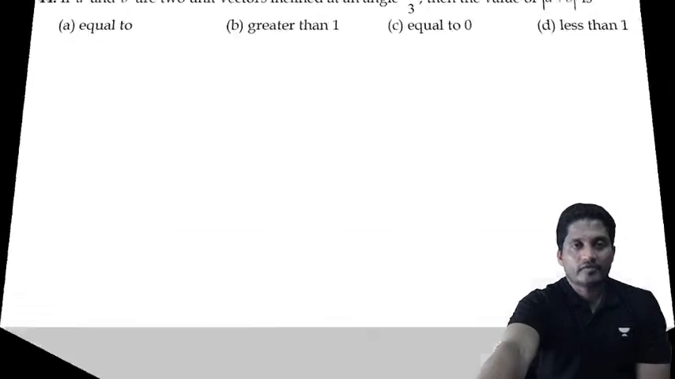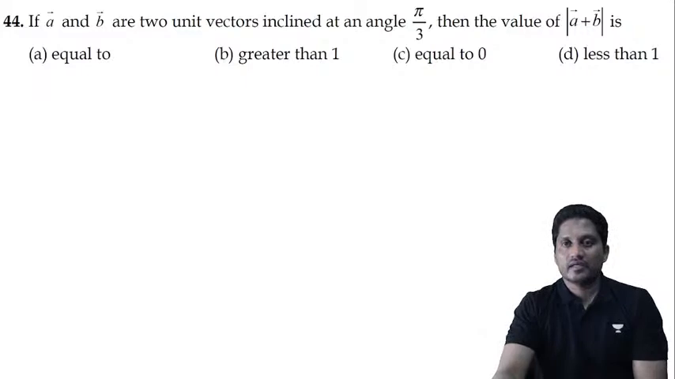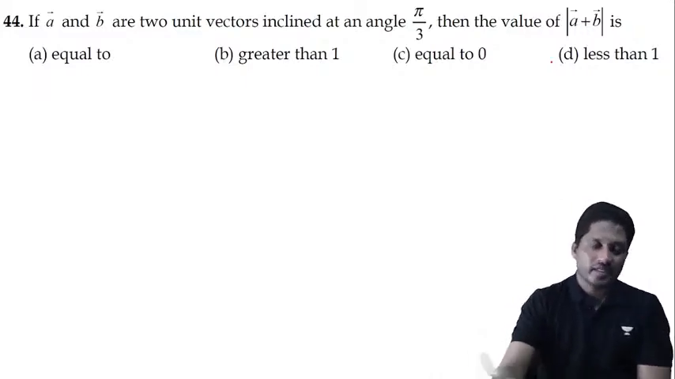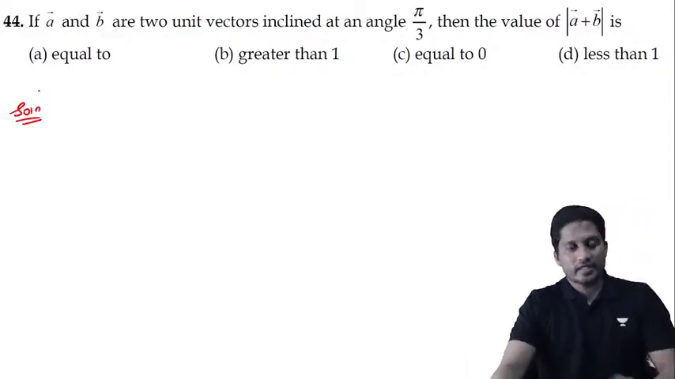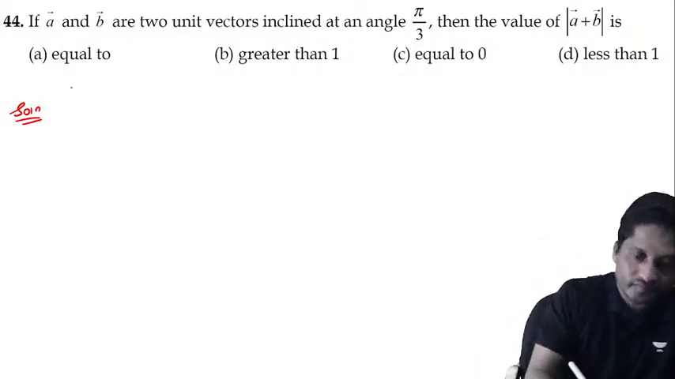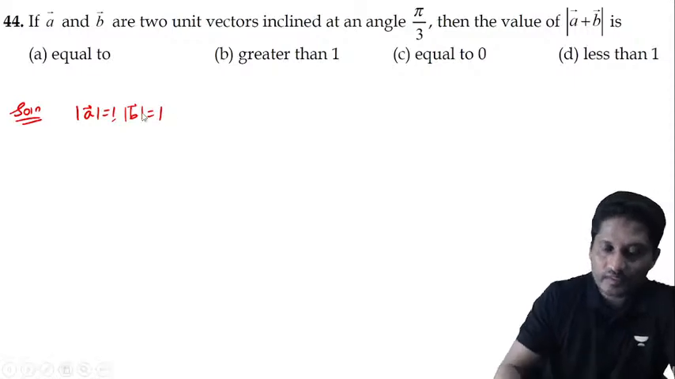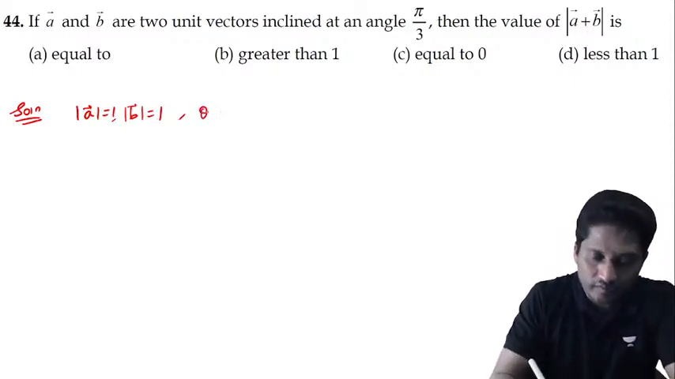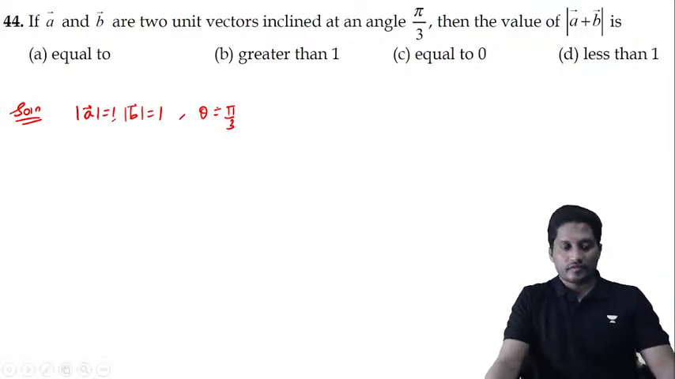Okay, question number 44. A and B are unit vectors inclined at an angle pi by 3. What is the value of modulus of A plus B? It is mentioned in the question that A and B are unit vectors, right? If A and B are unit vectors, mod A is 1 and mod B is 1. Inclined at an angle pi by 3, so obviously theta is equal to pi by 3. Right, what is the value of modulus of A plus B?